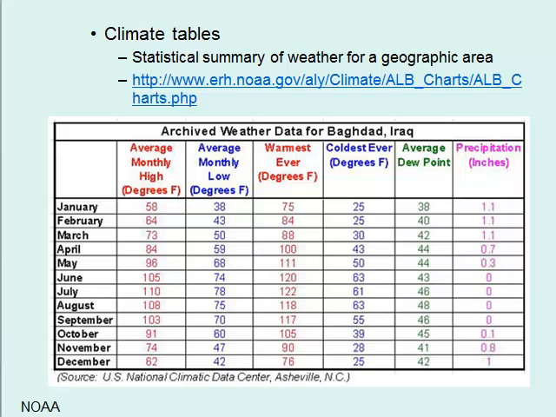If we collect data over a significant time period, we can gather data to produce climate tables. This is a climate table for Baghdad, Iraq. So this is information over a year period, telling you the average monthly high, average monthly low, warmest ever, coolest ever, average dew point, precipitation for each month. So we can produce these climate tables for any location that's collecting this data over any length of time.